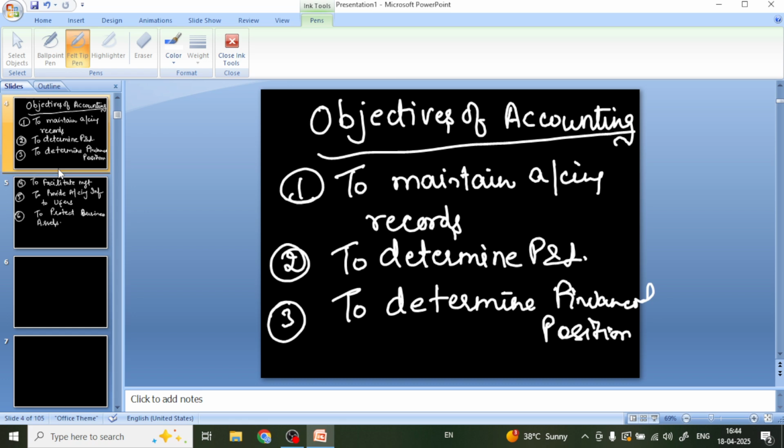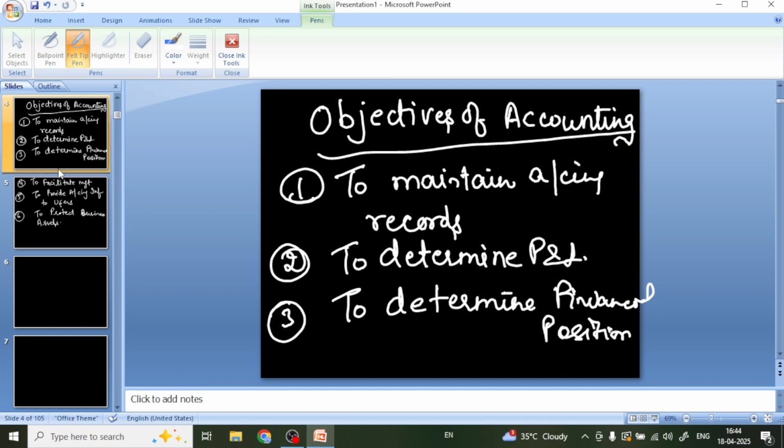Another objective of accounting is to determine whether during the accounting period the firm has earned profit or loss. For this purpose, we have to make a statement that is known as the income statement, also known as the trading and profit and loss account, which is prepared. And from this statement we will find out net profit or net loss.